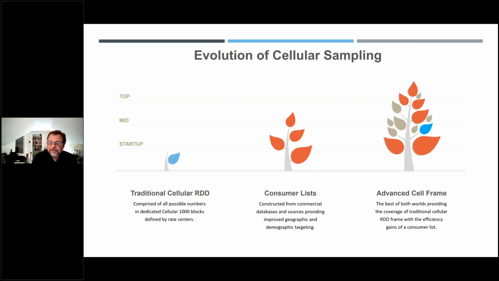So, dating back over 10 plus years ago, the first type of cellular sampling that was available was simply a simple RDD sample. Basically, it contained all possible cellular telephone numbers that resided in dedicated cellular 1000 blocks. This basically gave you nearly 100% coverage of all the active cell phone numbers in the country, but it also included a lot of non-working numbers and a lot of unassigned numbers. It basically is just a database of telephone numbers.